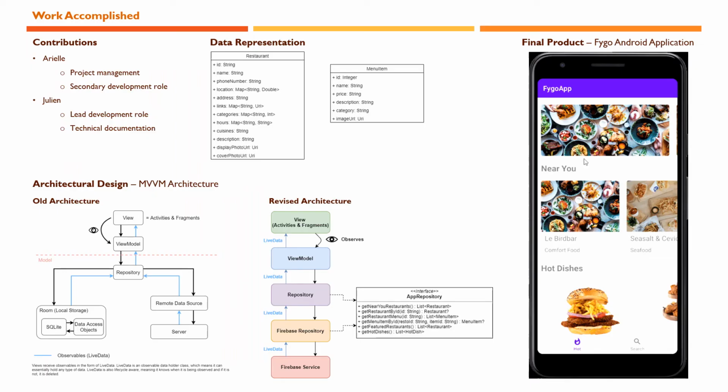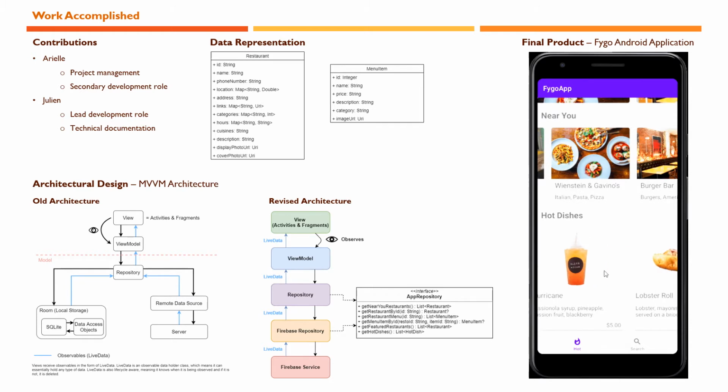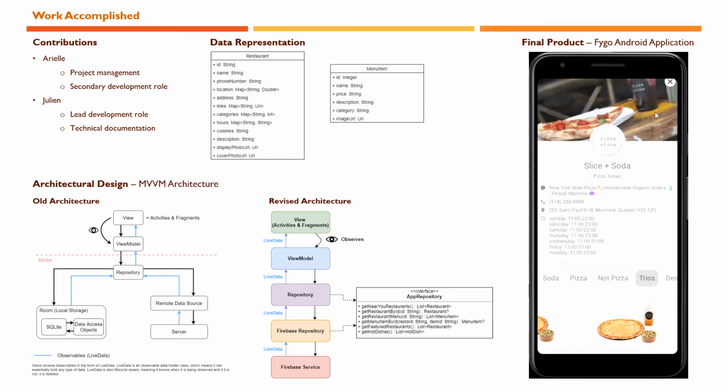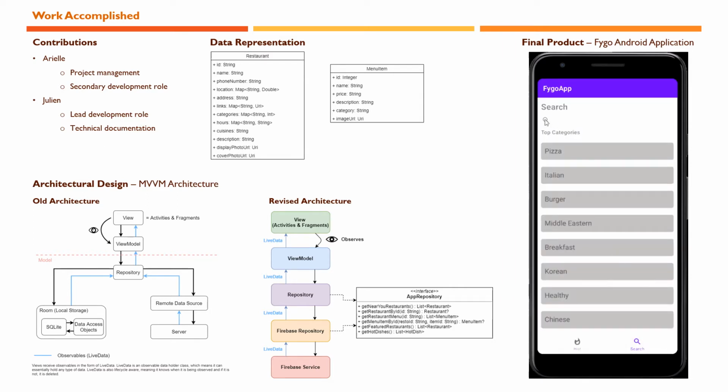Throughout this project, Ariel took on more of a project management role, which involved the planning and scheduling of meetings and putting together reports. She also took on a secondary development role. Since I took on the primary development role, I had to split development tasks between us and also participated in the bulk of code review sessions. In addition, I contributed to the project reports with technical documentation.